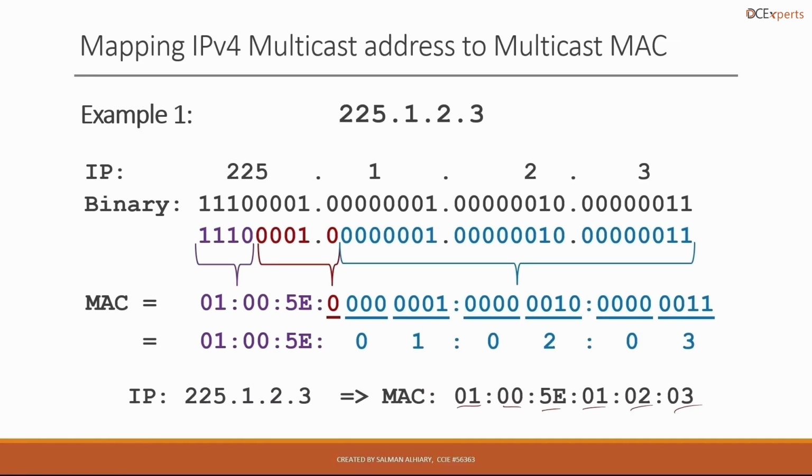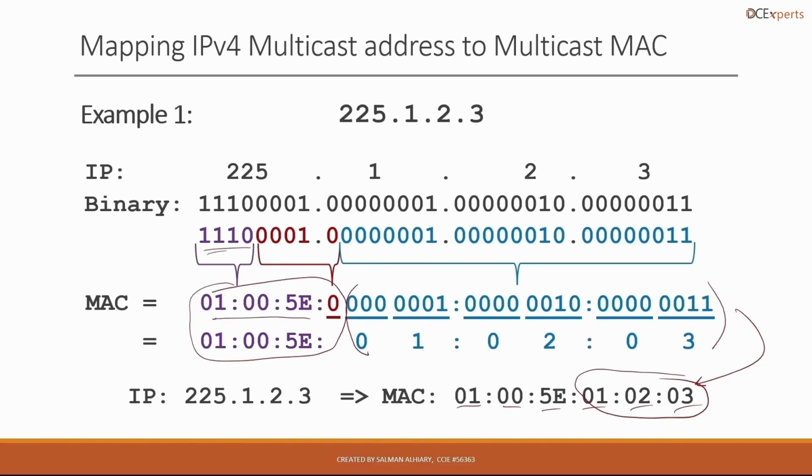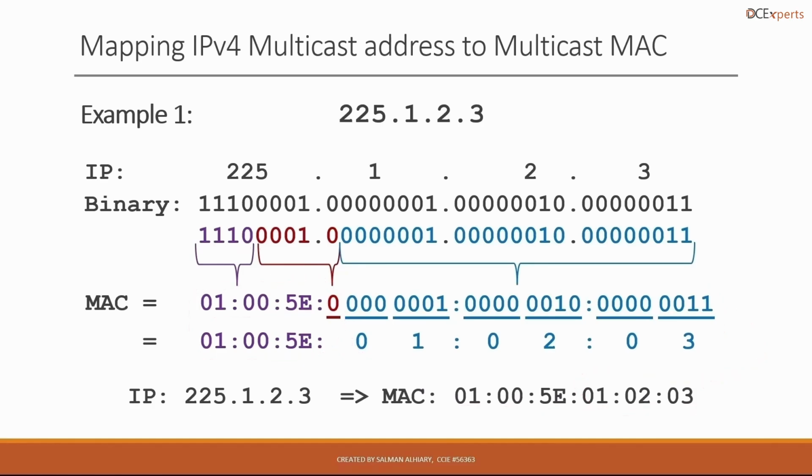Again, the last 23 bits here are mapped to the MAC address. The first 25 bits are fixed: 01005E in hexadecimal, replacing the 4 bits. Then we have the next 5 bits mapped to 0. Or you can consider the first 9 bits here replaced with 01005E and 0 in binary here, if you like to do that in one step.